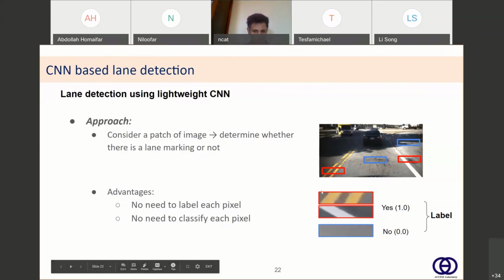That's the basic idea. The advantage of this approach is that you don't need to label each and every pixel, which is the case for semantic segmentation or instance segmentation methods. And of course, for classification at the time of inference, we also don't need to classify each and every pixel. We simply consider a patch and say there is a lane marking or it's background. So it's like a yes or no kind of result.